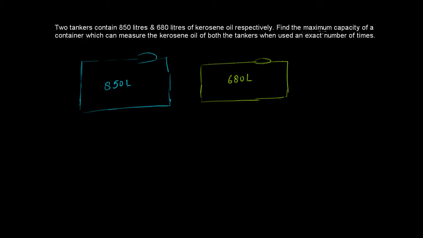It's asking you to find the maximum capacity of a container which can measure the kerosene oil of both the tankers when used an exact number of times. By the term measure, it means that it can refill. Like you have some small tanker, and what will be the maximum capacity of this beaker that it can refill? You can use this maximum capacity beaker such that it should be an exact number of times.